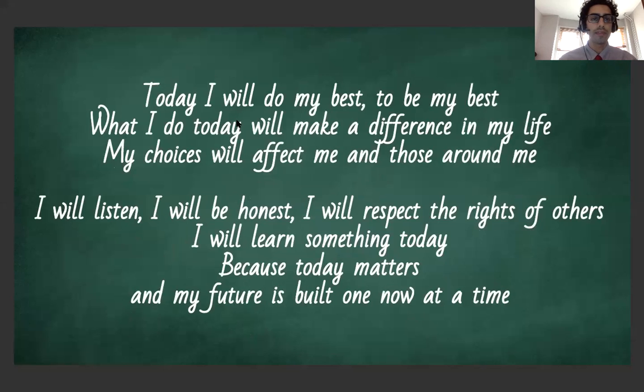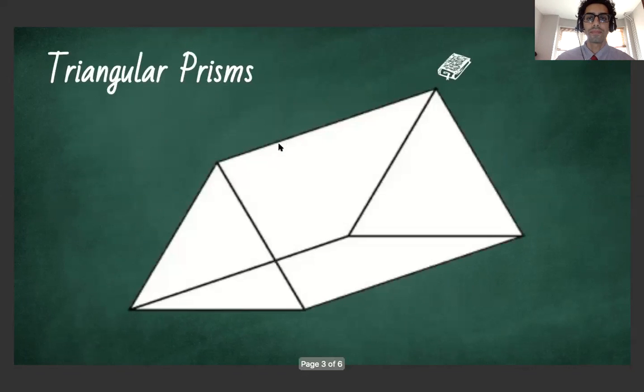We're going to get started with our affirmation. Today, I will do my best to be my best. What I do today will make a difference in my life. My choices will affect me and those around me. I will listen, I will be honest, I'll respect the rights of others. I will learn something today because today matters and my future is built one day at a time.